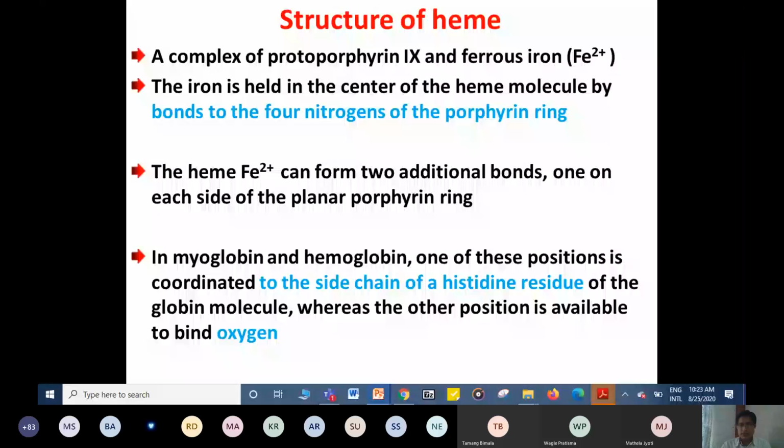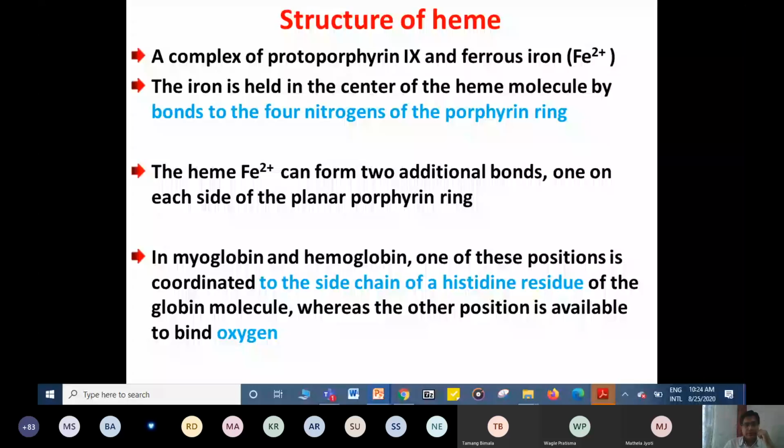Hemoprotein consists of heme, with iron in the center, and the iron can form six valencies. 4 valencies are bound with each of the nitrogens of the pyrrole rings, which form the porphyrin ring, and now 2 valencies, one with the histidine residue of the globin chain and the other with the oxygen, and after oxygen it will also bind with the distal histidine. We'll see in detail later.